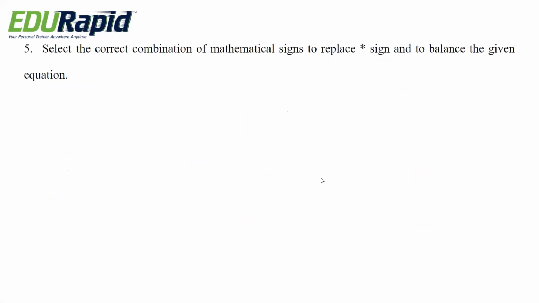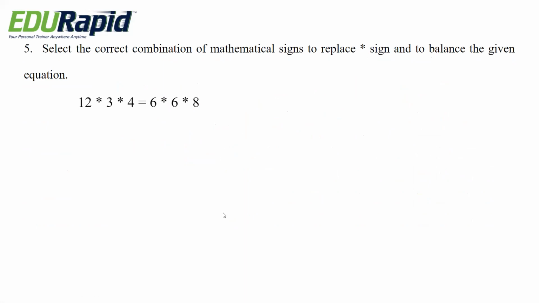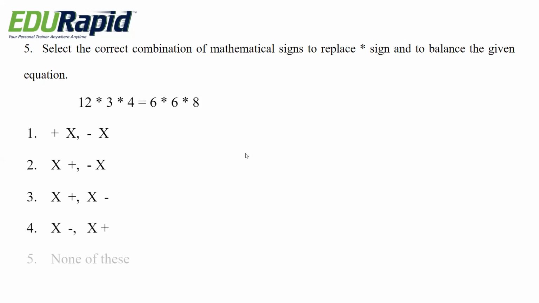Next question. Select the correct combination of mathematical signs to replace the star signs and balance the given equation. 12 star 3 star 4 is equal to 6 star 6 star 8. First option, plus minus into plus; minus into plus, into minus into plus; none of this.